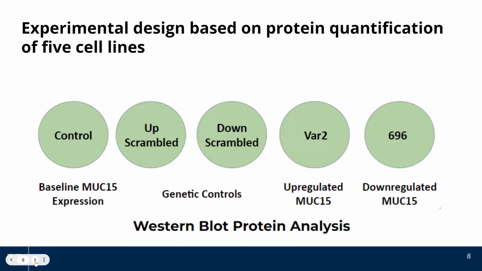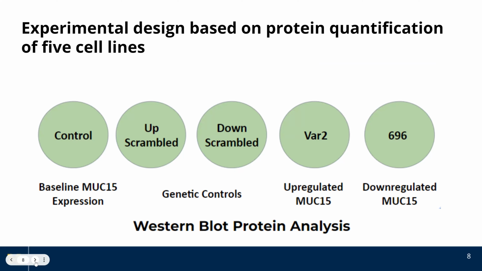My project specifically was to look at pAKT expression in cells with varying levels of MUC15 expression. We had 15 genetically engineered cell lines. We had a control, just a basic ovarian cancer cell to give us baseline MUC15 expression in cancer cells. We have up-scrambled and down-scrambled genetic controls to show us that the genetic engineering has no effect on the expression patterns of MUC15. And then we have an upregulated MUC15 cell line and a downregulated MUC15 cell line.